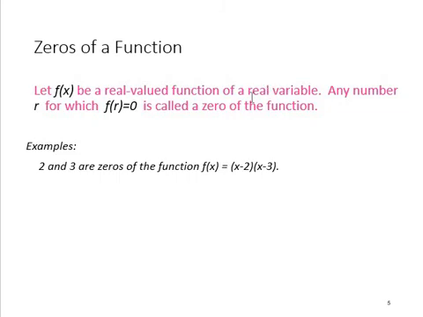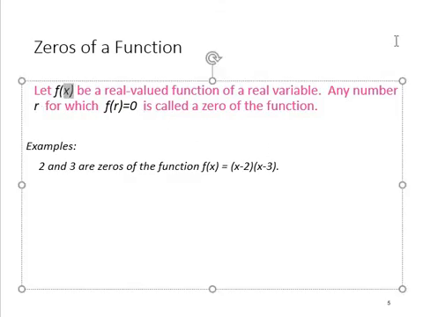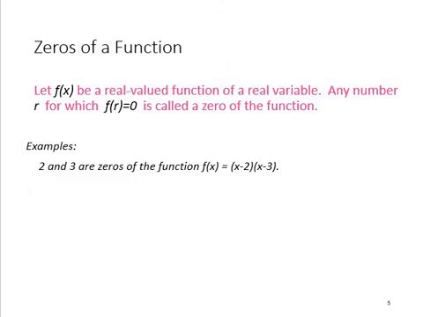Zero of a function. So what is zero of a function? Zero of a function is any number such that if you substitute it in place of x in a function, that will give you a 0. So that's the zero of a function. For example, if you are given f of x is equal to x minus 2, x minus 3, the zeros of the function are 2 and 3.